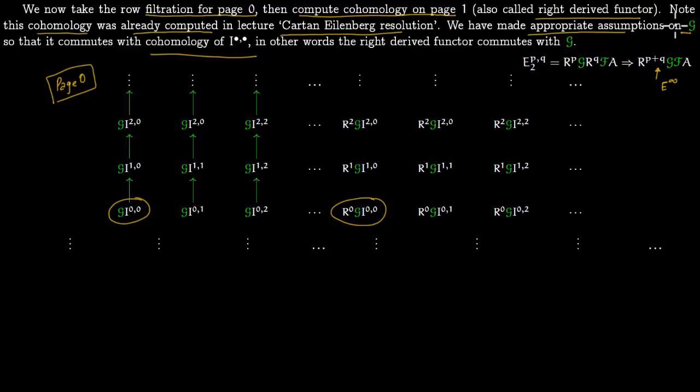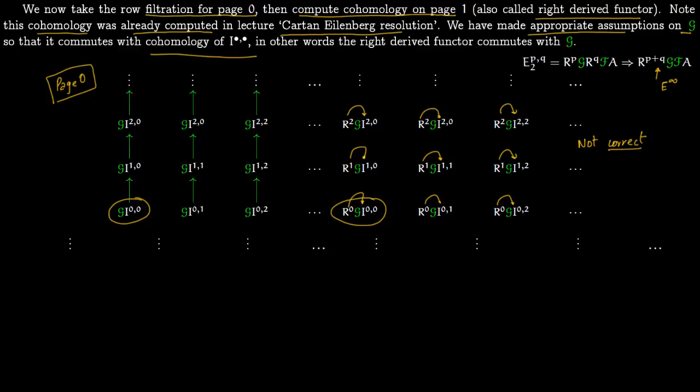So here we have made assumptions on G so that it commutes with the cohomology. So basically you can take this inside. You can take this R1 inside. You commute it with G. So this you commute with G, commute with G, commute it. So commute it and then again commute it. So this is not correct notation, but it is very instructive to see what's going on.